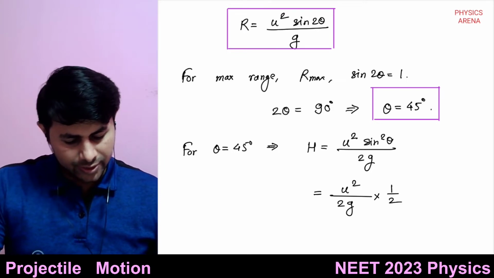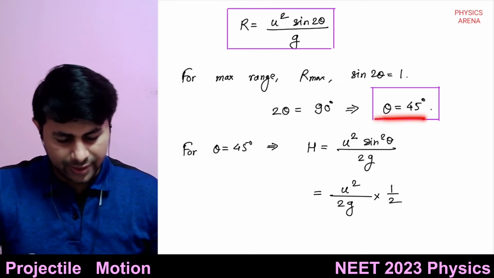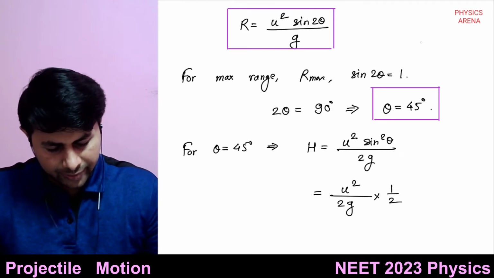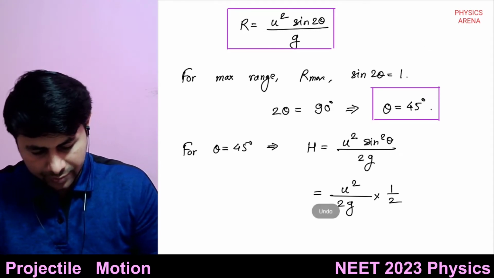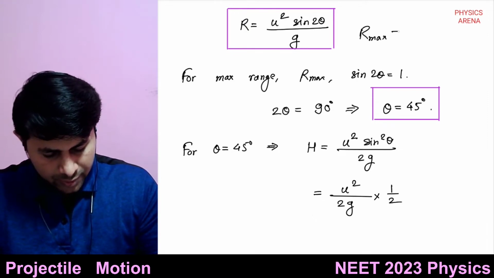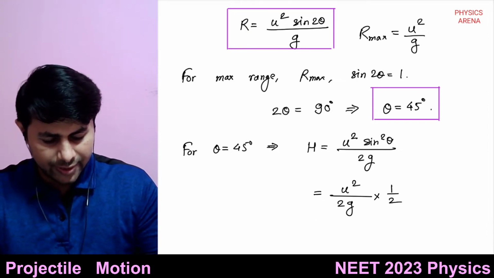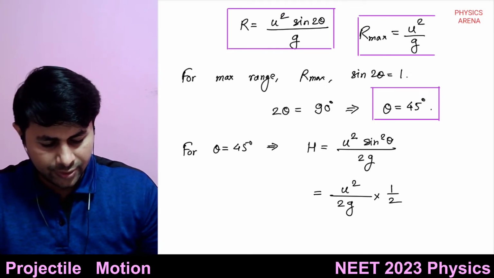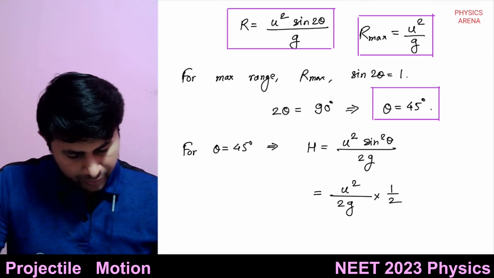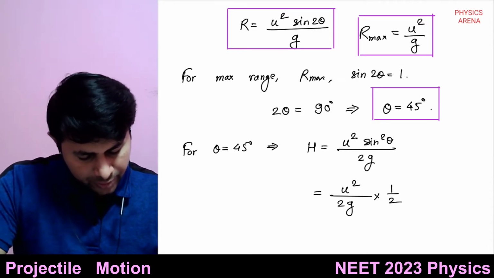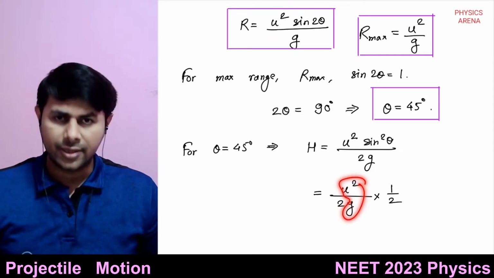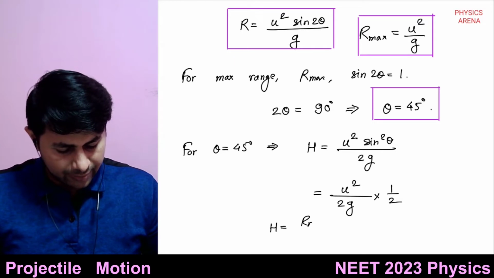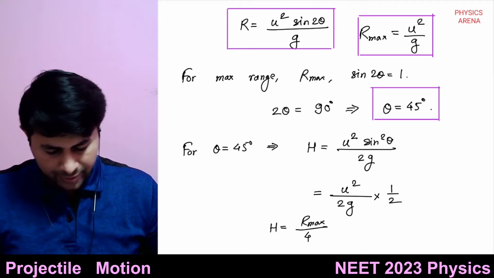See, at this angle, the value of R is R max. R max is equal to u squared divided by g, since sine 2 theta is equal to 1. So u squared upon g is R max. So how much is h? h is equal to R max divided by 4.